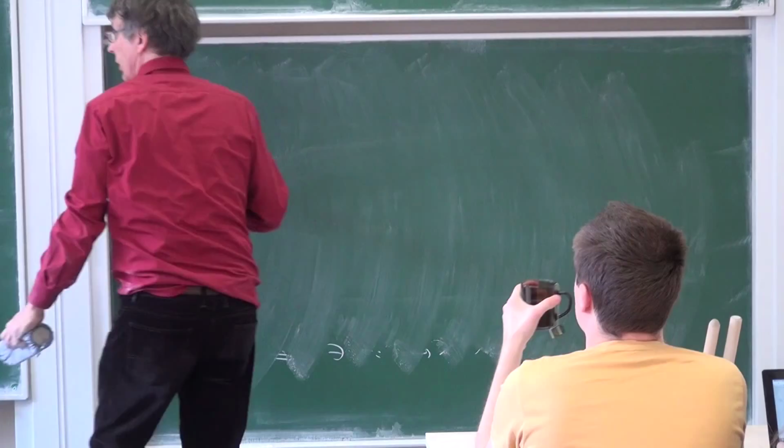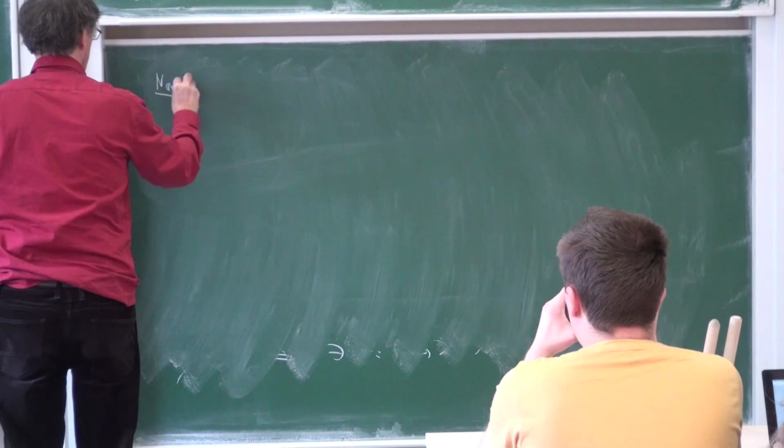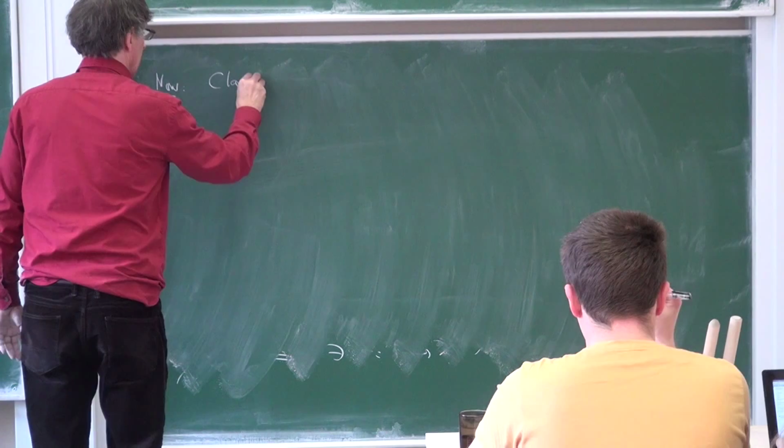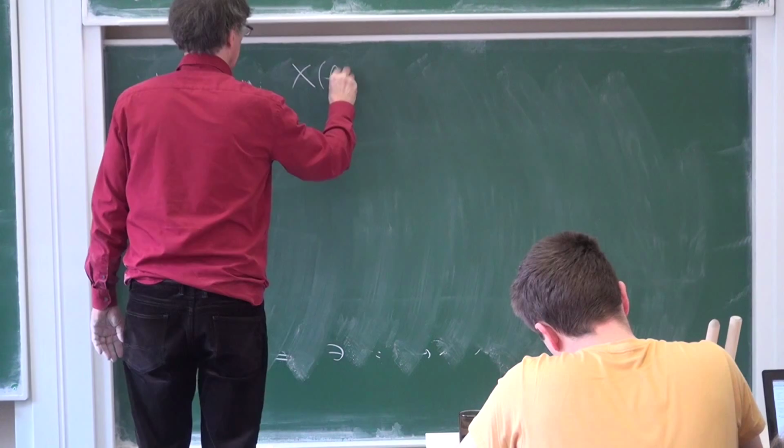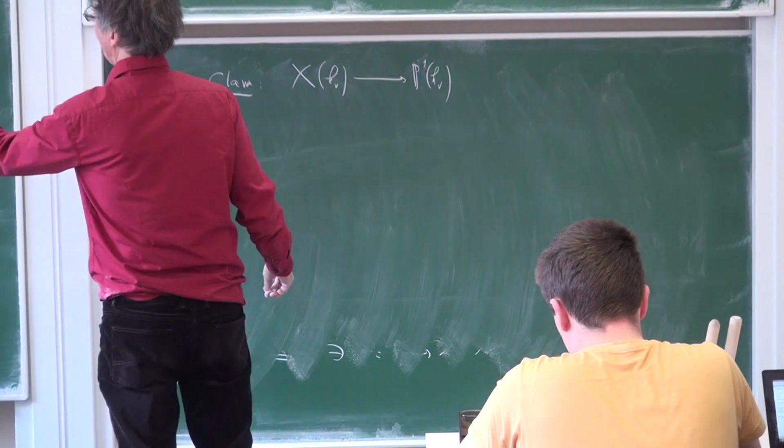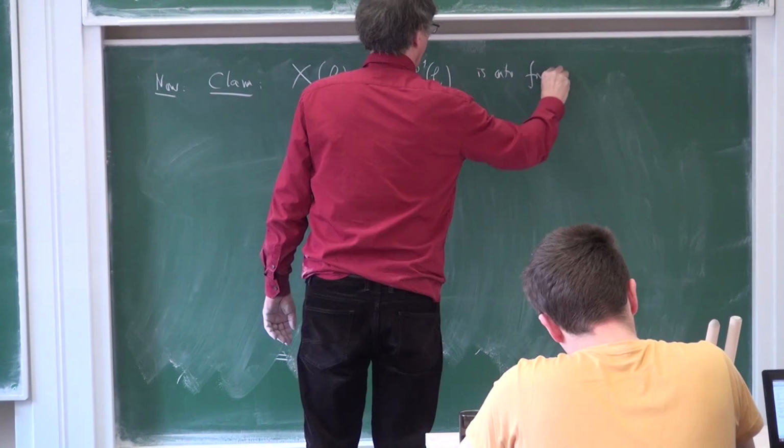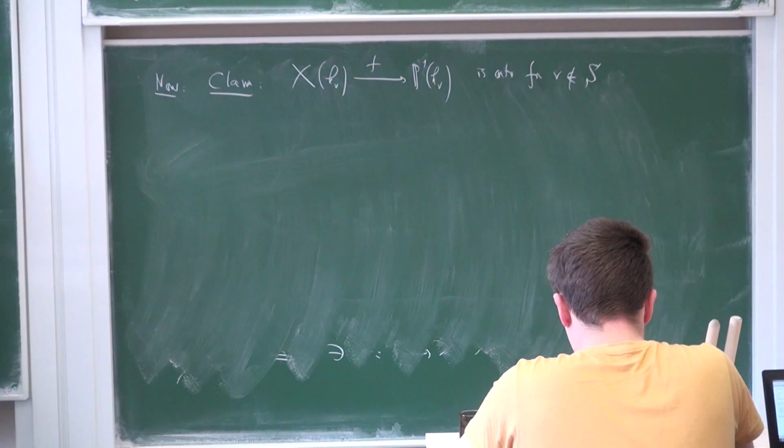Okay, now how do we go on? So now I claim that the map from X of K_v to P1 of K_v induced by F is onto for v not in S. So for almost all v, the induced map on local points is surjective.